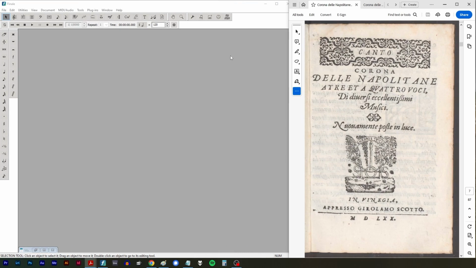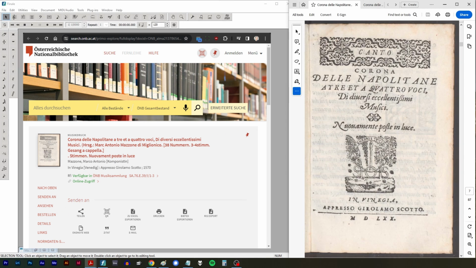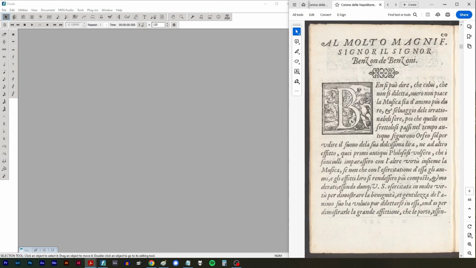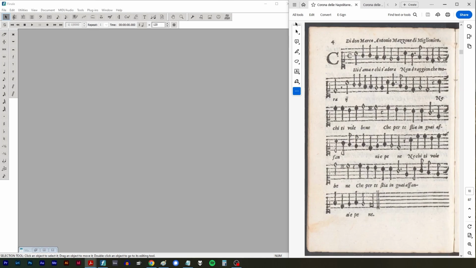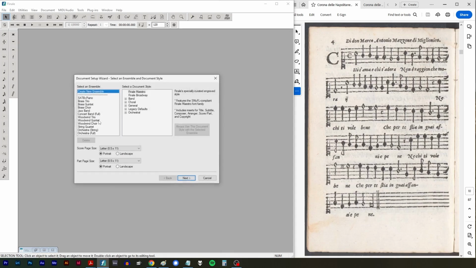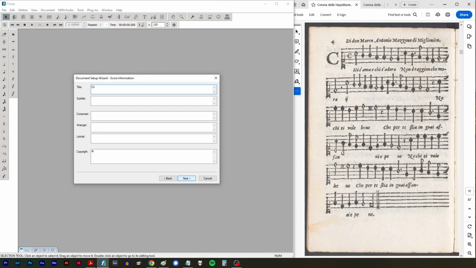To demonstrate this, I chose a collection of Napolitane from 1570. I downloaded the PDFs of the 3 separate parts from the Austrian National Library, found the first piece in each of the books, and was ready to go. The notation software that I use is Finale, but I don't especially like it or recommend it. As long as you know how to use it, it doesn't really matter.